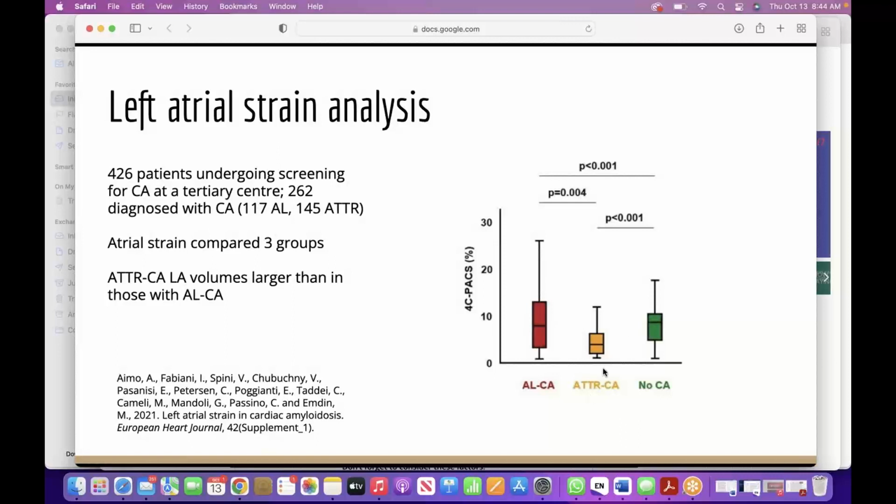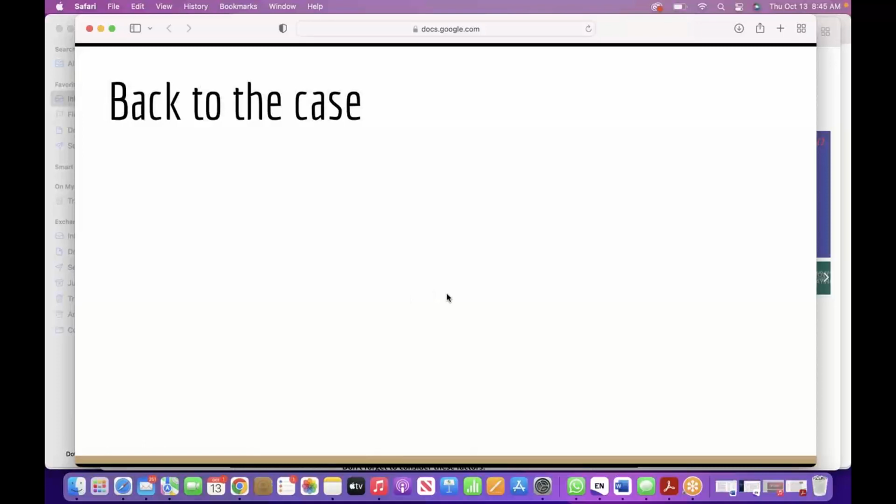And the ATTR amyloid had by far the most markedly abnormal strain, more so than AL amyloid groups, and less so than patients who did not have any hypertensive heart disease at all. So left atrial strain was another thing that was quite predictive, and it was more abnormal in transthyretin compared to AL amyloid.